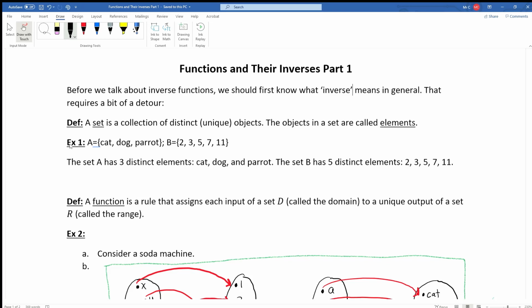So, for example, this set A here has a cat, a dog, and a parrot in it. And this set B here is the collection of numbers 2, 3, 5, 7, and 11, which you might notice is all of the prime numbers between 2 and 11. So set A has 3 elements, set B has 5 elements. So the key thing is the uniqueness. We never list an element twice in a set. A set only has each object one time.